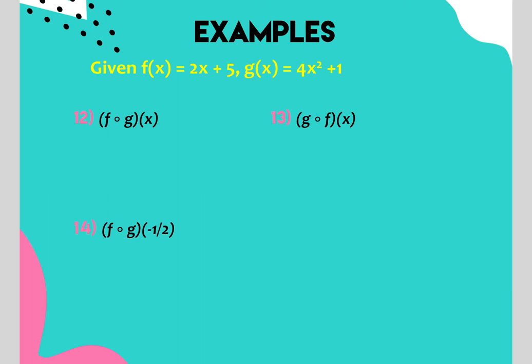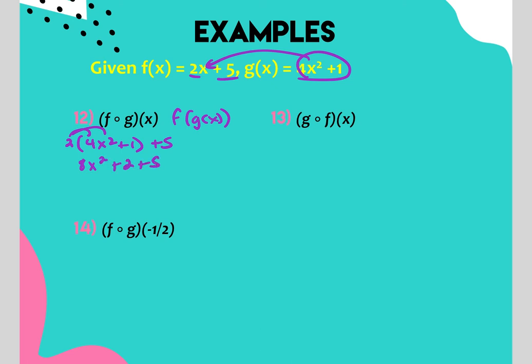All right, you try this. All right, so the first one is f of g of x. So I'm going to take the g of x and I'm going to plug it in place of the x on the f of x. So you'd get 2 times (4x squared plus 1) plus 5. So the 2 still has to be multiplied, the 5 still has to be added at the end. The only thing you're replacing is the x. Now I'm going to distribute that 2, so I get 8x squared plus 2 plus 5, which is 8x squared plus 7.